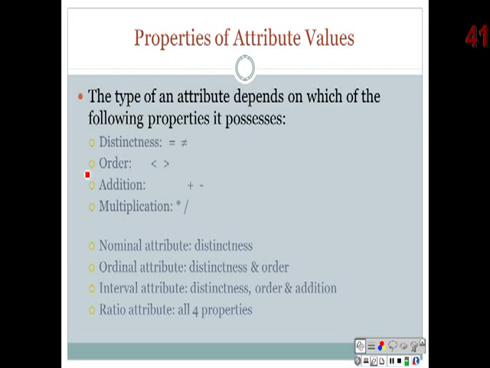Okay, properties of attribute values. You can see either they are equal or not equal, so this is how you can distinguish between them. Order, bigger or smaller, or addition, where you can add or subtract, and multiplication or division. Nominal attributes most likely have distinctness. For an ordinal attribute, you can apply order and distinctness. The interval attribute has distinctness, order, and addition, whereas for the ratio you can apply all four properties that we mentioned before.